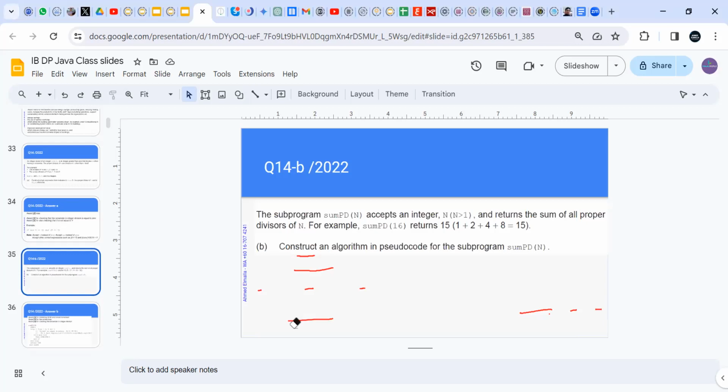So look at this: construct a subprogram in pseudocode that accepts an integer n and returns the sum of all the proper divisors of n. For example, this sumpd pseudocode function or method returns 15. 15 is 1 plus 2 plus 4 plus 8, which are the proper divisors of 16. You notice here 16 is not part of the proper divisors returned. Does this make sense to you? Yes. Can you do something like that?